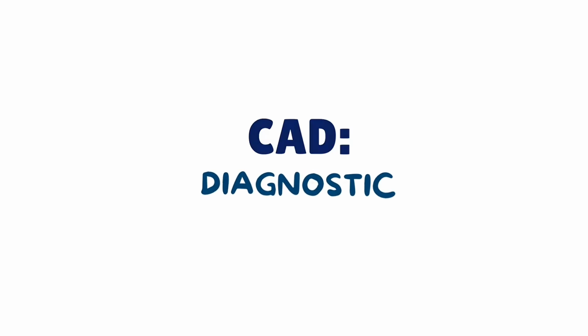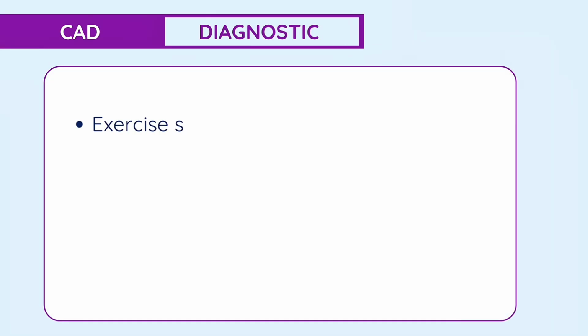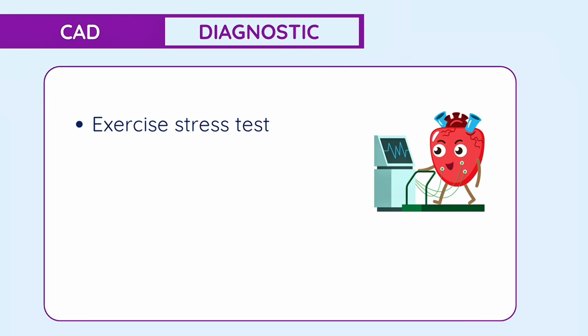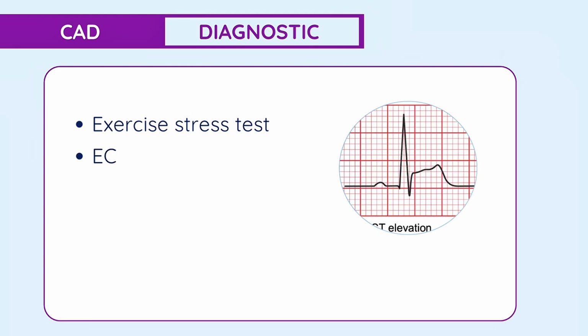How do we catch it? Because CAD often hides in silence, we rely on tests to catch it before it becomes an emergency. An exercise stress test works by increasing the heart's oxygen demand. If the narrowed artery cannot keep up, symptoms or ECG changes show up under the stress, even if a person feels fine while resting. An ECG may show an ST segment elevation or depression, which can indicate that the heart muscle is not receiving enough oxygen.